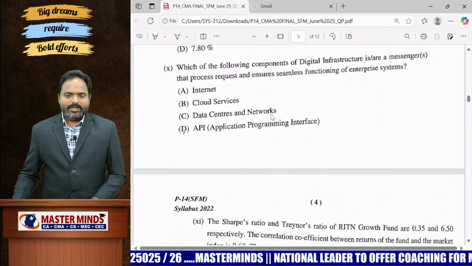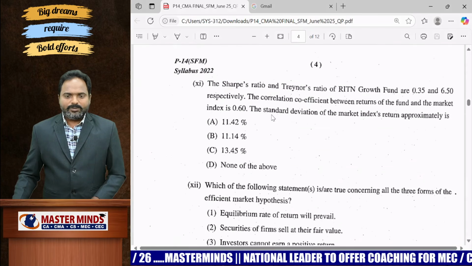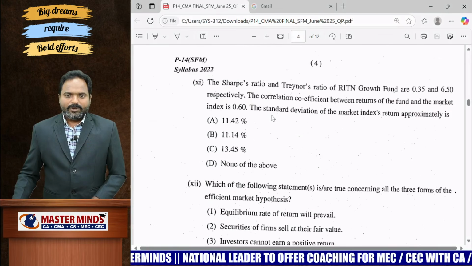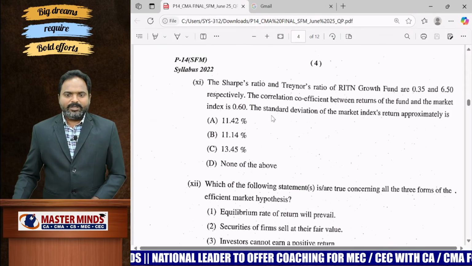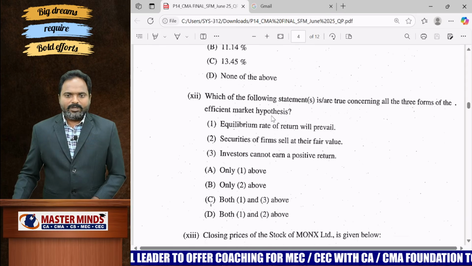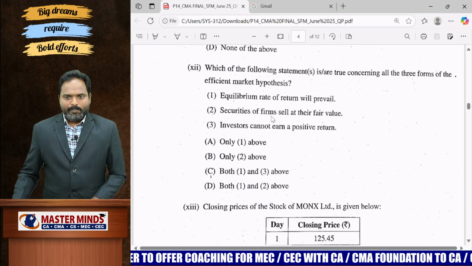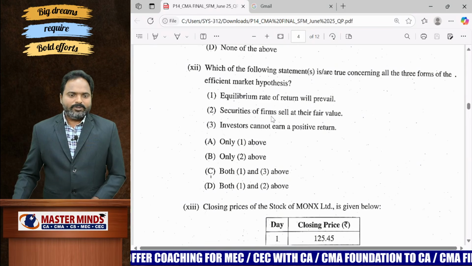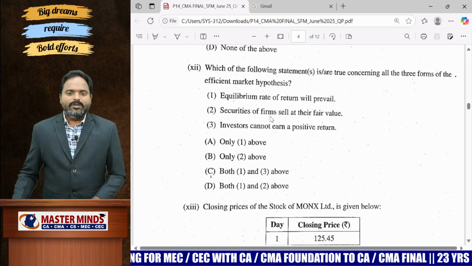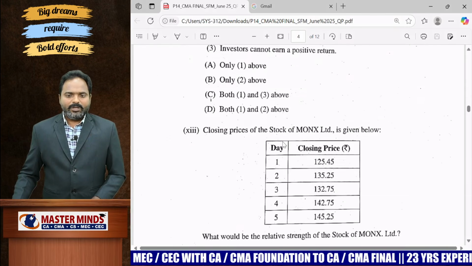Again, digital finance, they are asking one simple MCQ, anyone can answer. And this is from standard deviation of market index, portfolio management, but a little lengthy. But if you have practical knowledge, you can answer this one also. And this is all three forms of efficient market hypothesis, again portfolio management. There is a separate chapter, the efficient market hypothesis theory chapter. If you are reading the direct MCQ, you can answer this one.